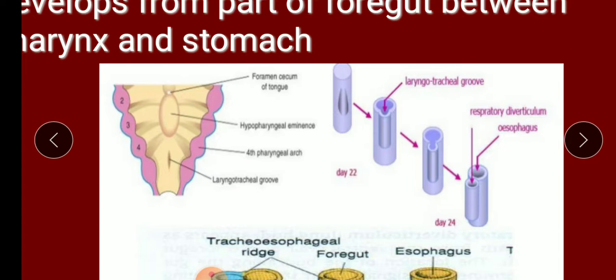Initially you find a small bulge or groove there, and that is what is termed as the laryngotracheal groove. Later this groove will further bulge so as to form a diverticulum termed as the respiratory diverticulum. It is from this respiratory diverticulum that the whole of the epithelial lining of the respiratory system develops.